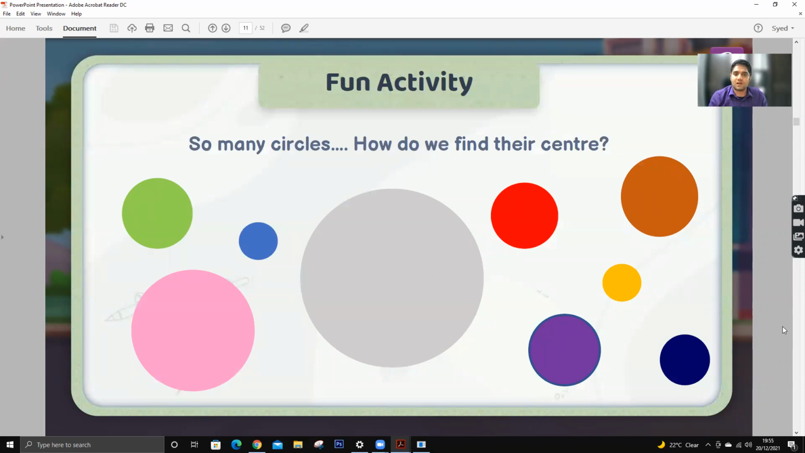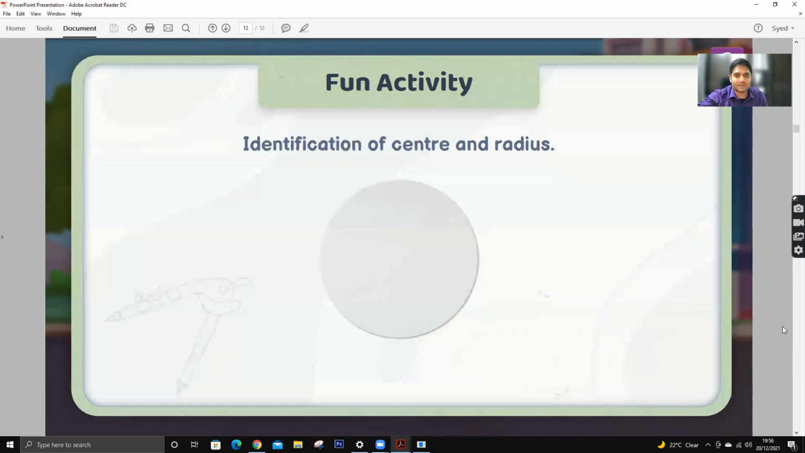How many circles are there? How do we find their center? Look at these types of circles and find their centers. So this is a fun activity. I expect you all to please participate in this and give me your valuable answers. I want you also to identify the center and radius of a circle. Please get your geometry box, keep it ready, draw a circle in your book and draw its center as well as its radius from the center to its circumference. And please name them, which is the center and which is the radius, as well as what is the circumference, right?